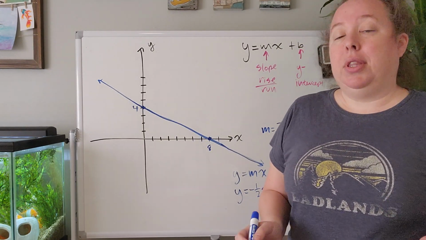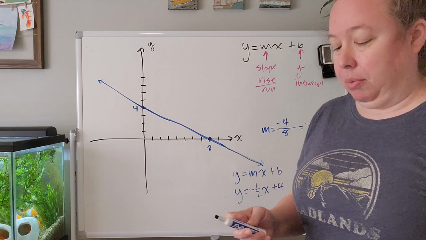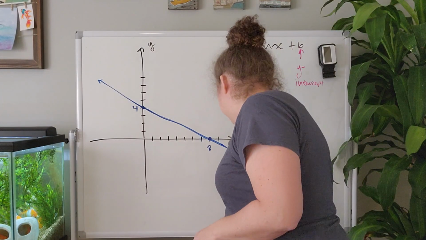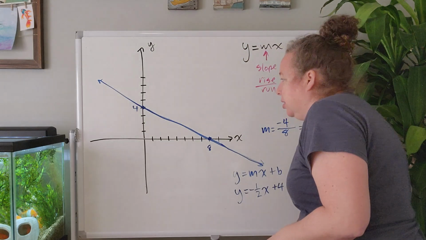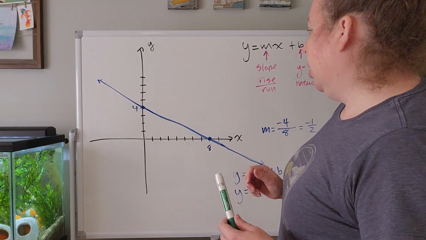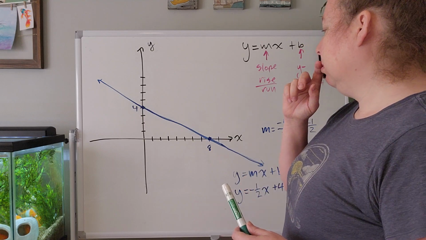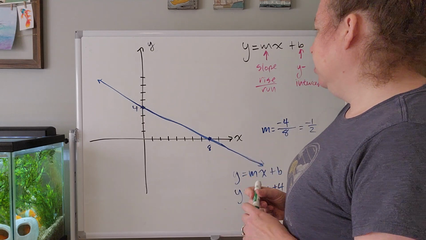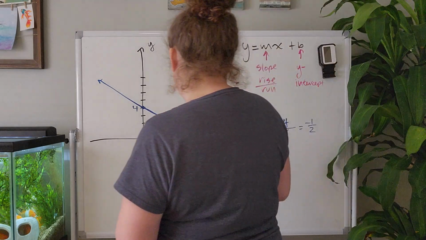Okay? Now, in this particular example that we were working on yesterday, we didn't have one line, we had 2 lines. And we were looking for 2 lines that intersect.